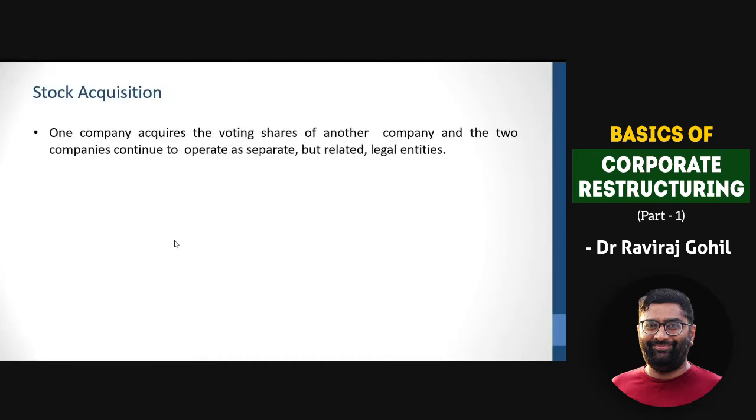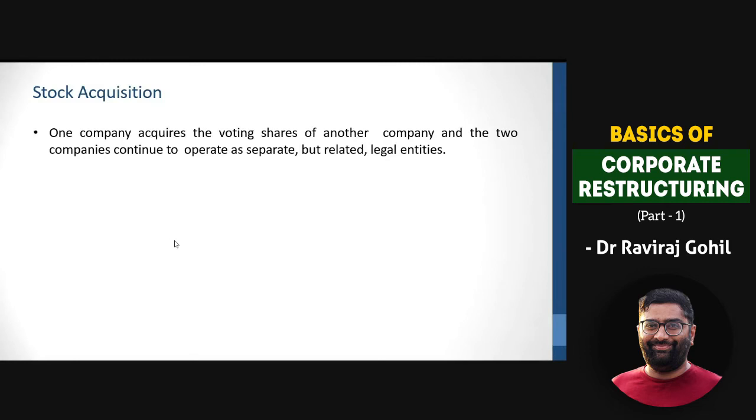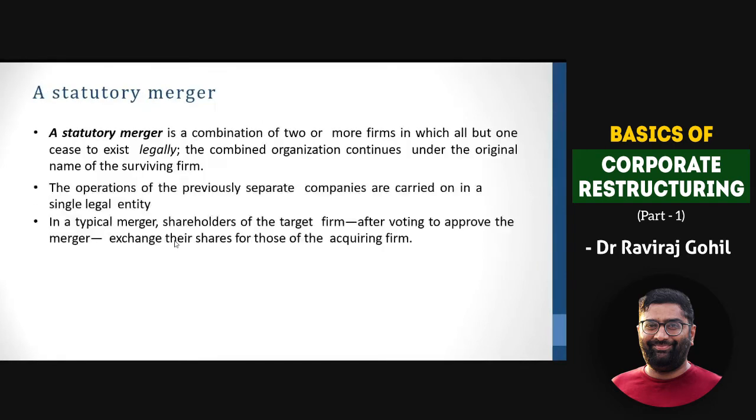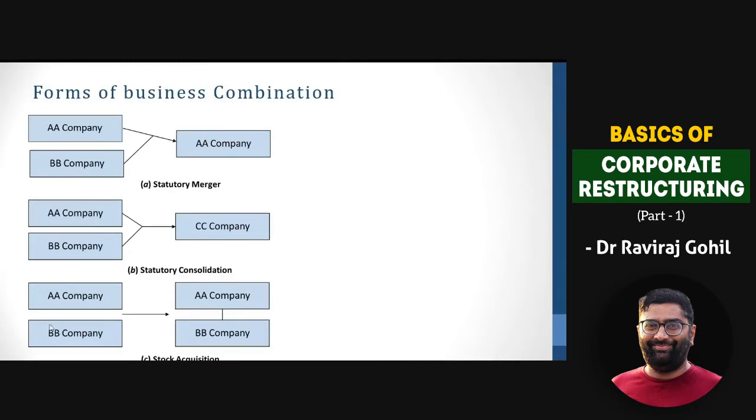The third case is stock acquisition. This is very simple and self-explanatory. One company acquires the voting shares of the other company, and the two companies continue to operate as separate but related legal entities. So this is scenario number C, or the third scenario, where both the companies are separate legal entities. Company A acquires the controlling stake and voting power in company B.